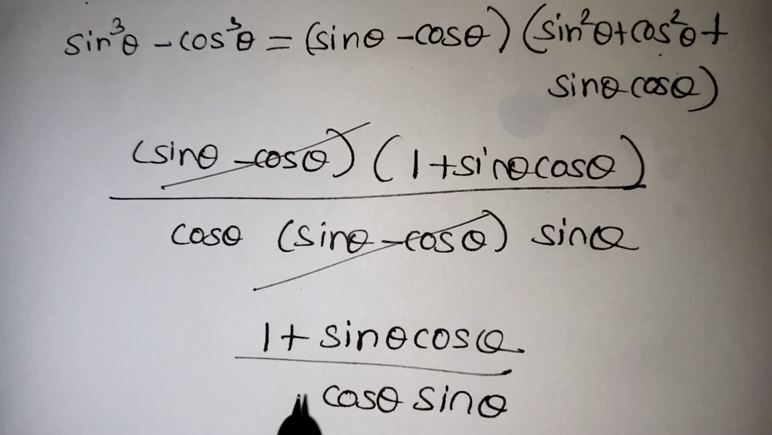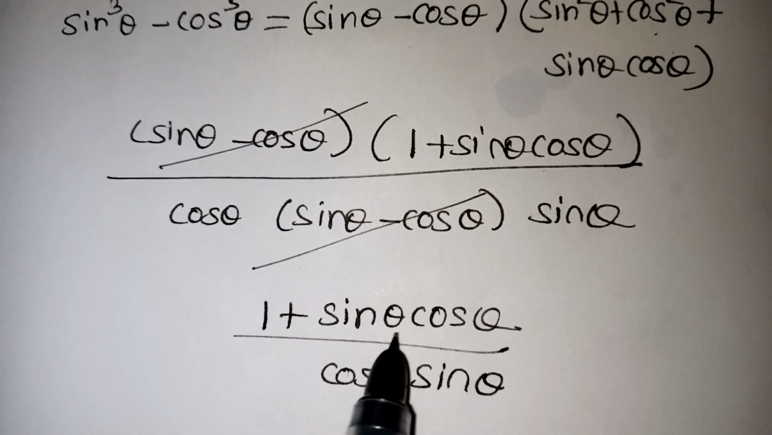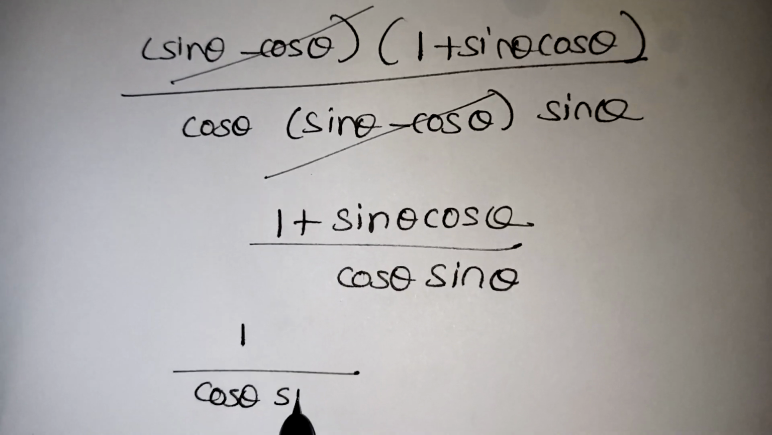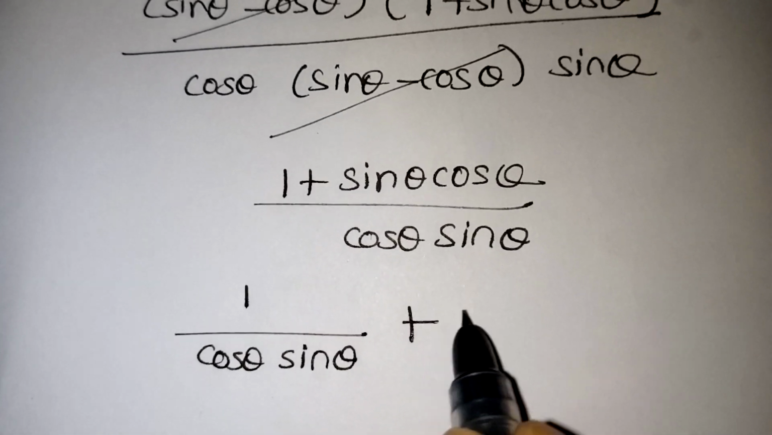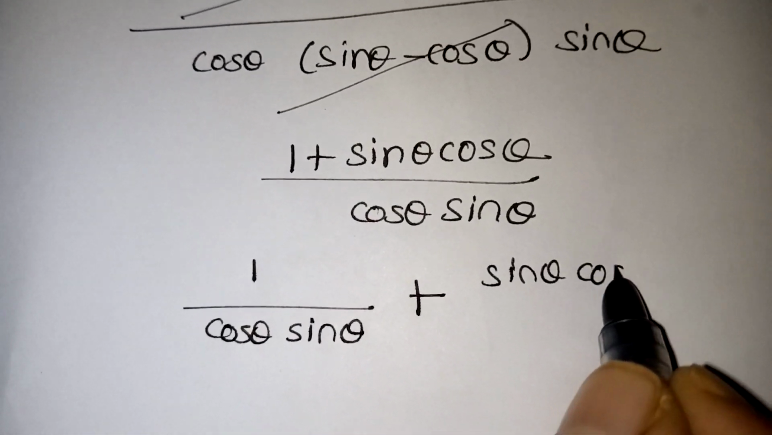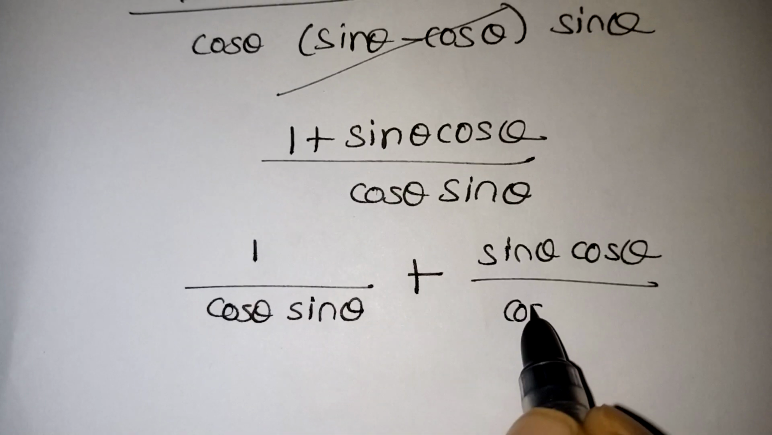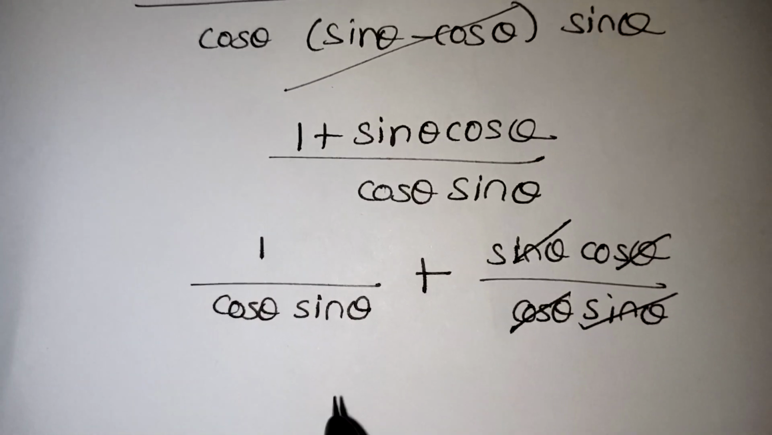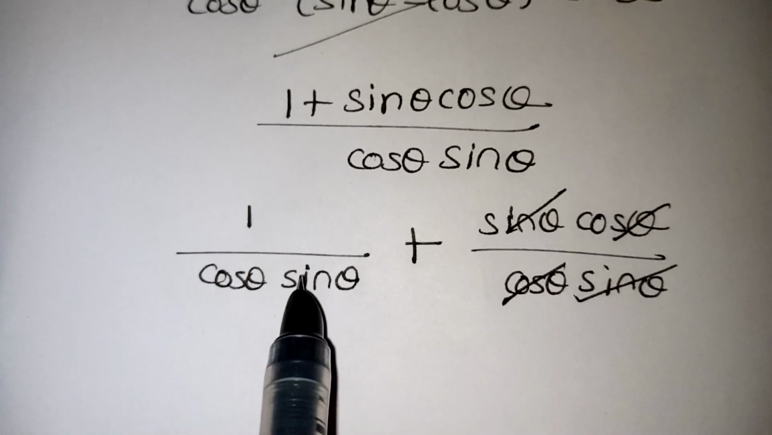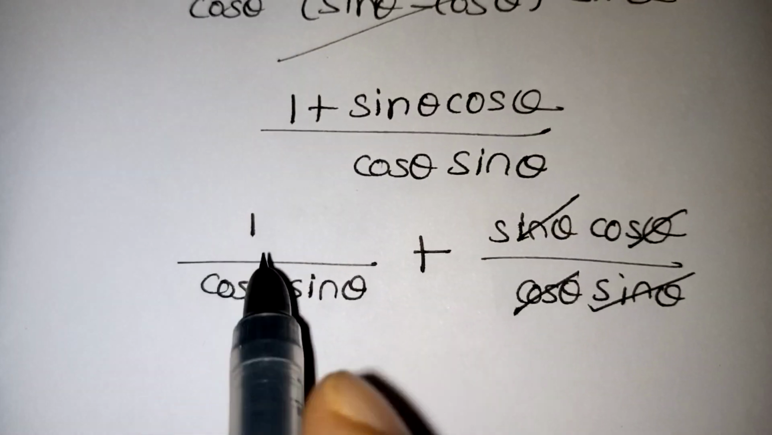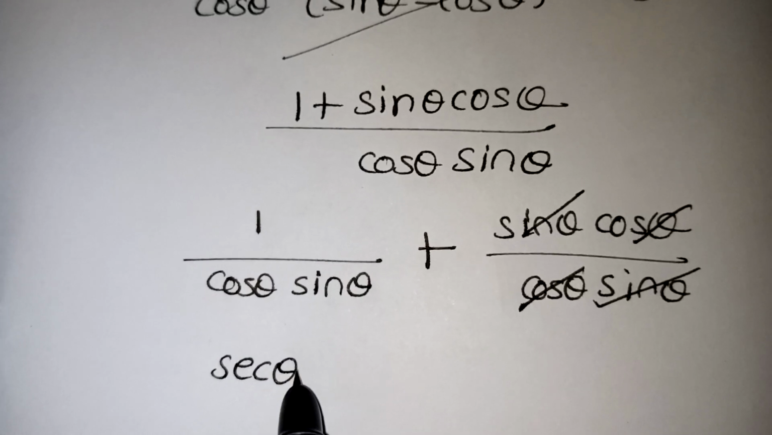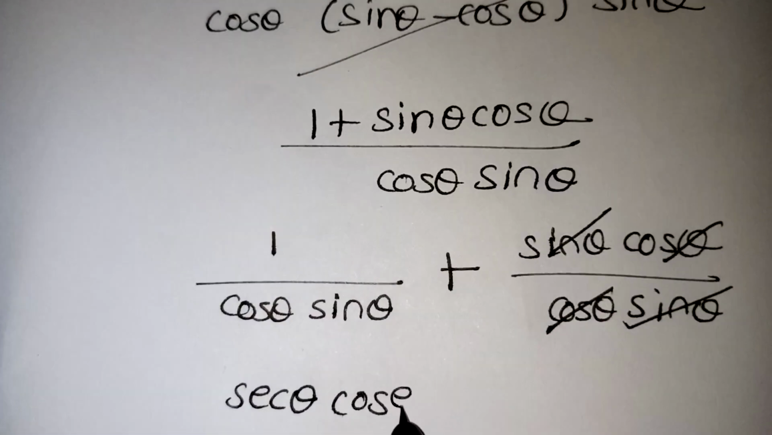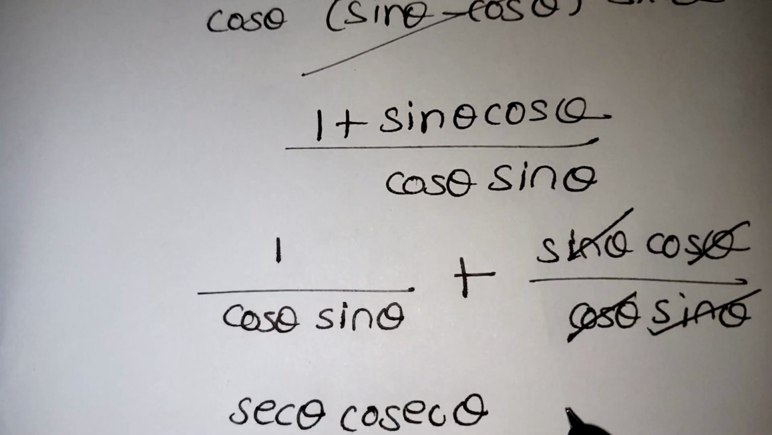So this term is common for both. This is common for one as well as for this one. We are going to split and write. So 1 by cos theta sin theta plus sin theta cos theta by cos theta sin theta we can write. So sin and sin, cos and cos will get cancelled. This is 1 by cos and 1 by sin. 1 by cos theta will be written as secant theta, that is a reciprocal. 1 by sin theta will be written as cosecant theta, that is also the reciprocal of sin theta, plus 1.